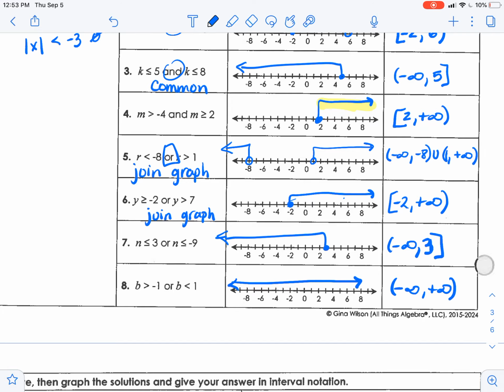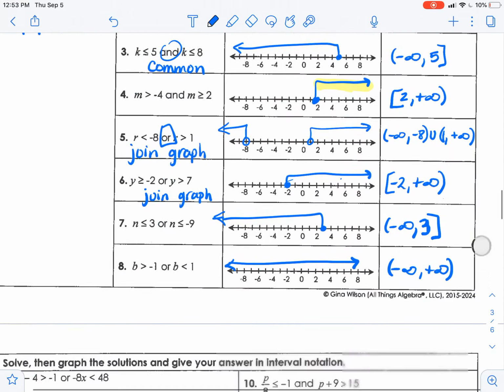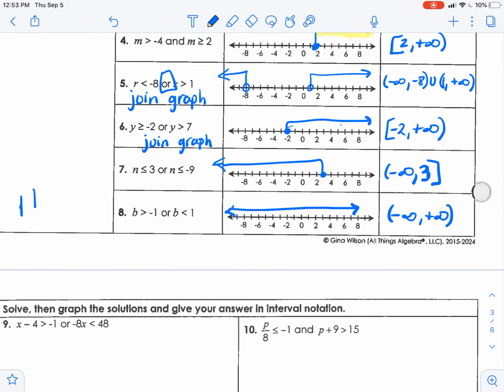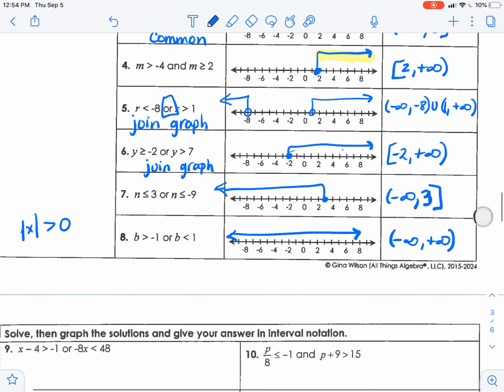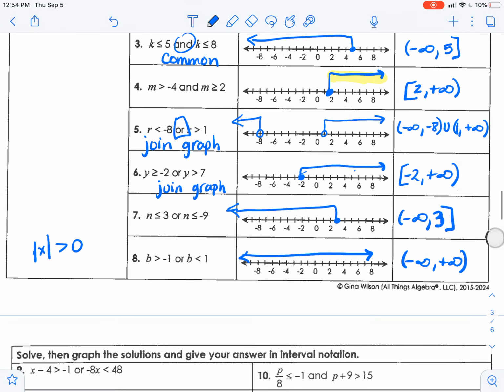And again, where you're going to see this last one, guys, is if I say, when will the absolute value be greater than 0? Well, absolute value is always positive, and every positive number is greater than 0. So that would be all real numbers. So that would be an example. So again, when we do absolute values, that's what you're going to see.